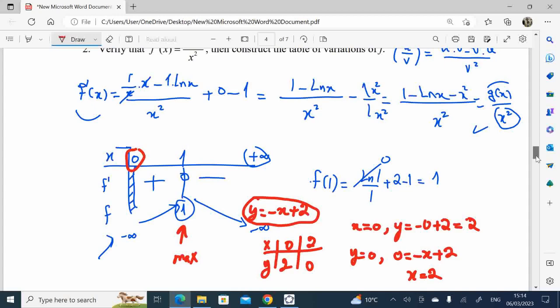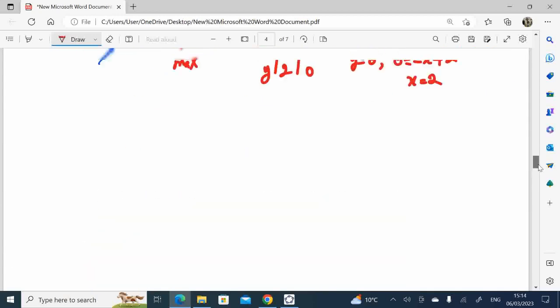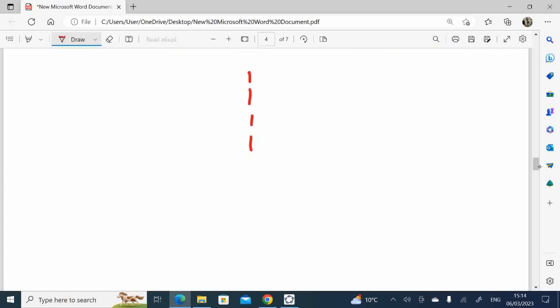So let me draw the graph here. Okay, let us draw it here. So we have vertical asymptote x equals 0. It means the y-axis is the vertical asymptote. Okay, so this is the vertical asymptote. We draw it as dotted line. Okay, so this is the dotted line. This is x equals 0, which is the y-axis, and this is the x-axis.